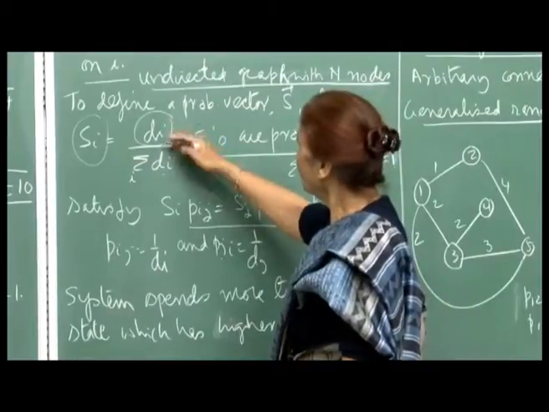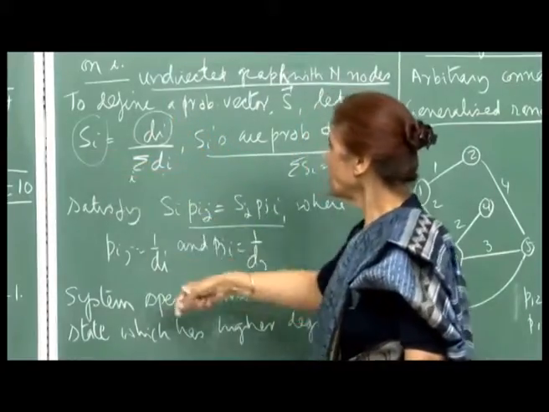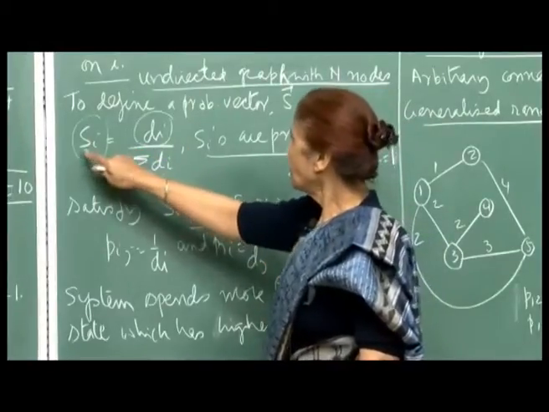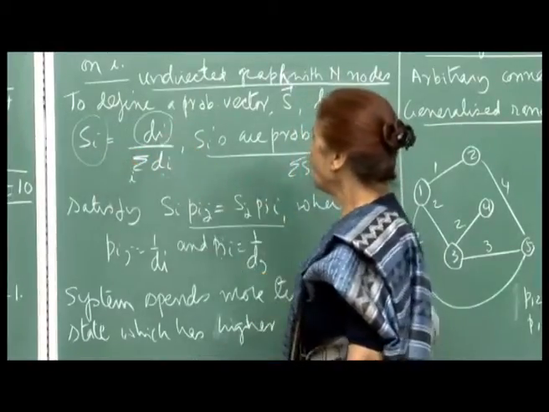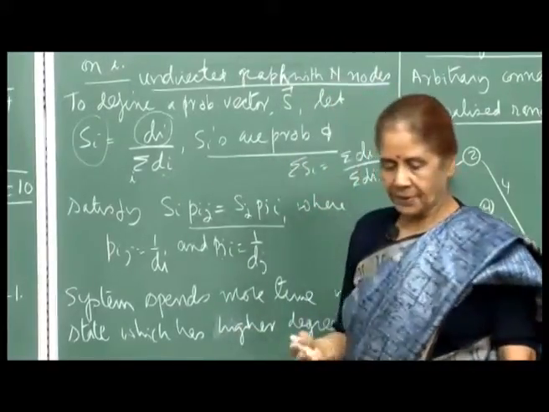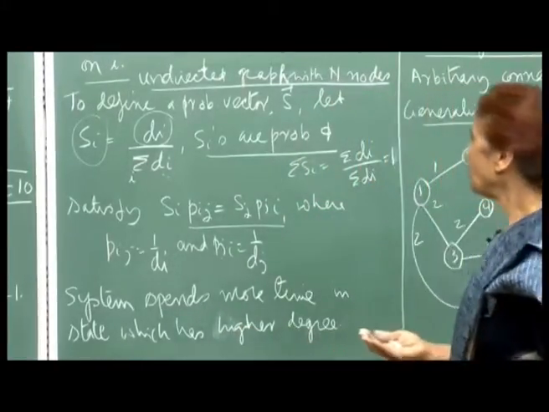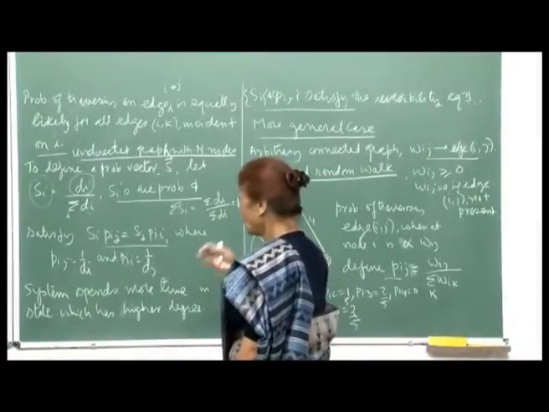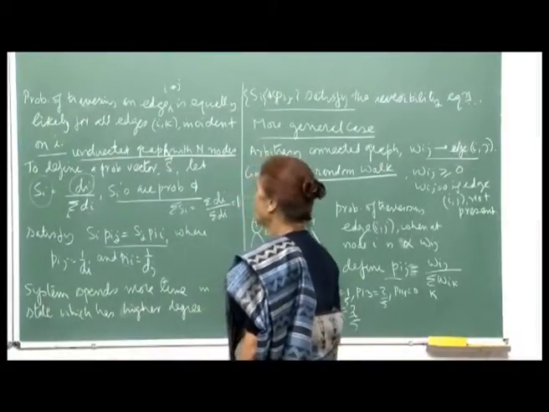So, the higher the di, the higher the value of SI, because the normalizing factor is the same. Therefore, the magnitude of SI gets determined by the magnitude of di, and so the system will spend more time in a state which has more edges incident on it.